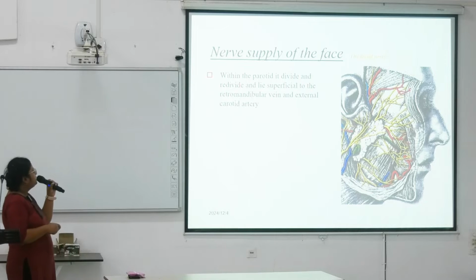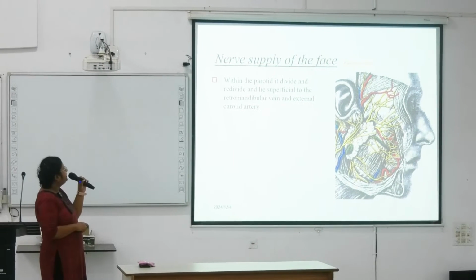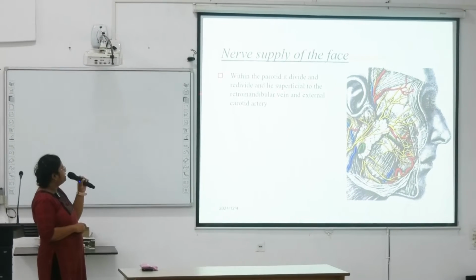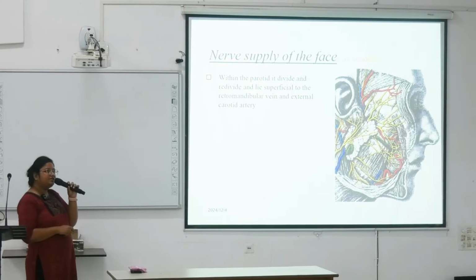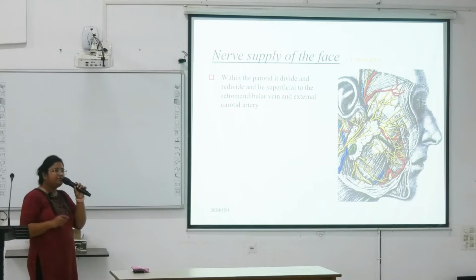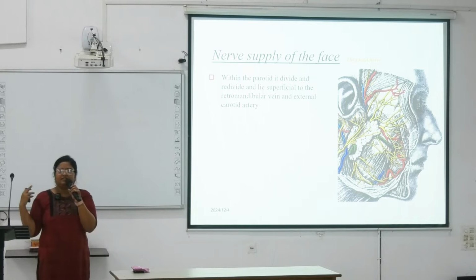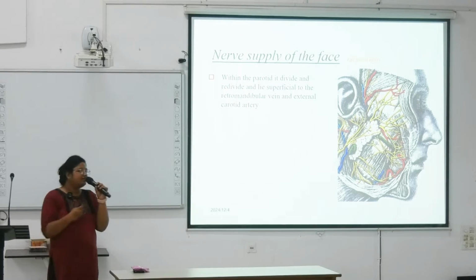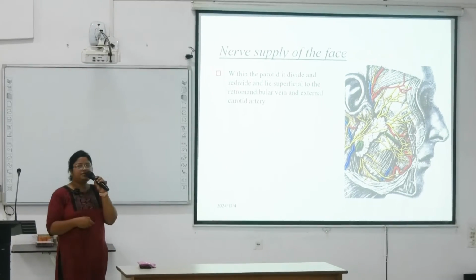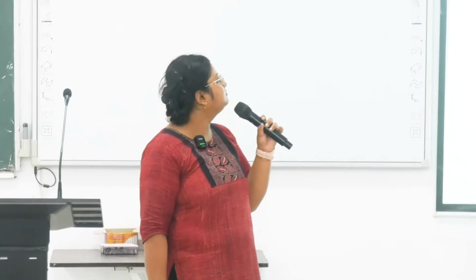Okay, within the parotid, it divides and redivides and lies superficial to the retromandibular vein and the external carotid artery. This position is also asked. Okay. So it is superficial most, the facial nerve. That's why in case of injury over the face, over the parotid region, any cut injury, there is a high chance of injury to these facial nerve branches. Okay, and paralysis of facial muscles.